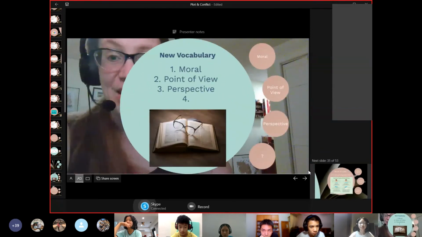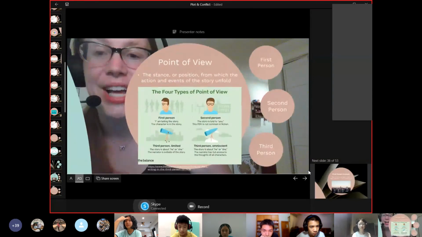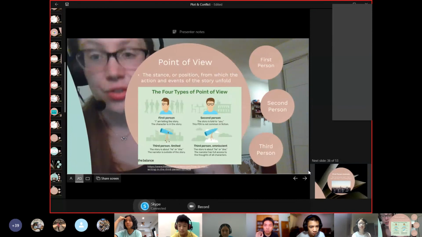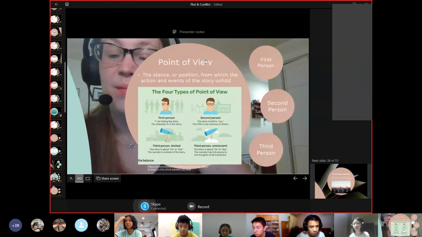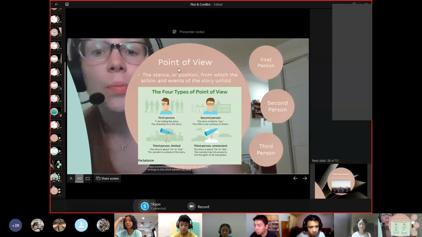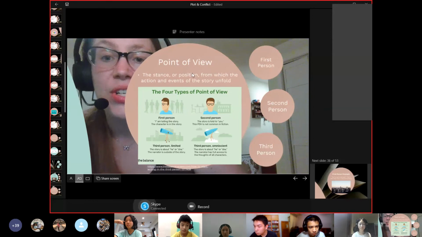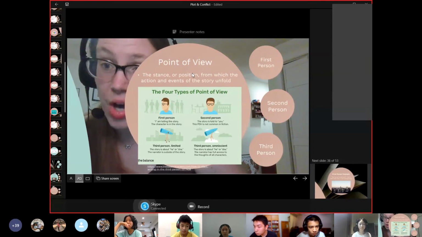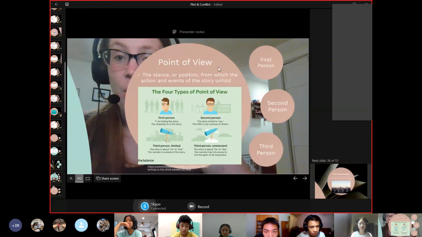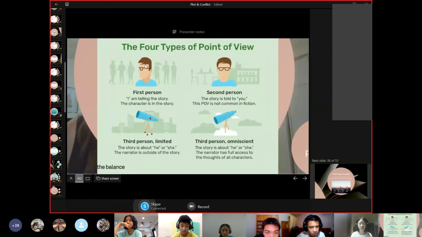All right, let's take a look at our next term, point of view. When we are reading a story, this is when point of view becomes important. A point of view is the stance or position from which the action and events of stories are told. For example, two common ways of telling stories, we can take a look at our chart here. So there's first person. In first person, I am telling the story. The character is in the story.